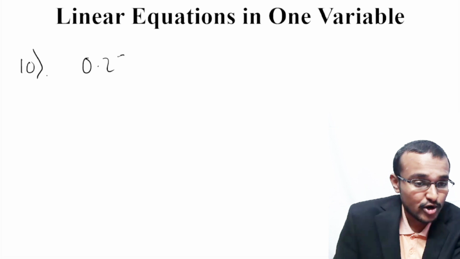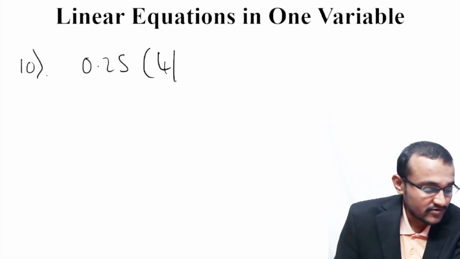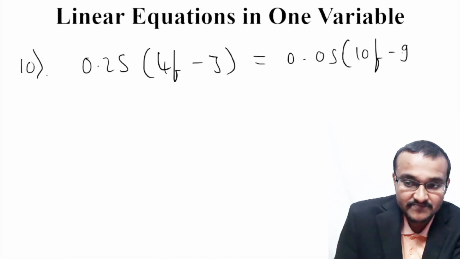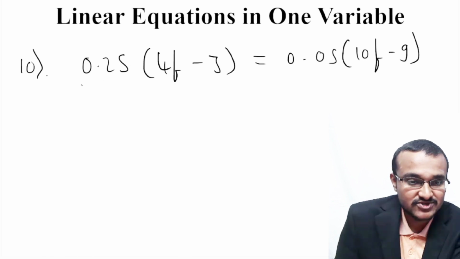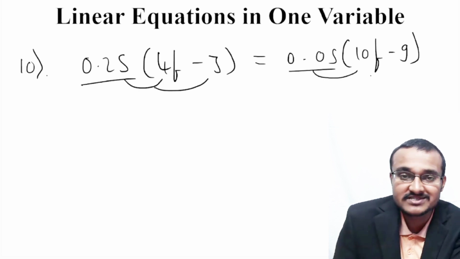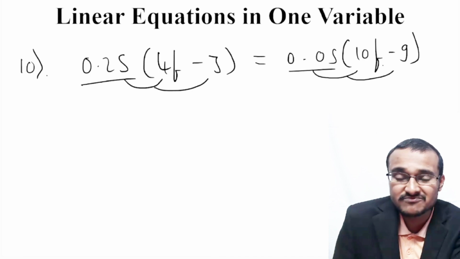0.25 into (4f minus 3) is equal to 0.05 into (10f minus 9). Now you can actually solve this. This 0.25 should be multiplied with both 4f and minus 3 on the LHS, and on the RHS this 0.05 should be multiplied with this 10f and also with this minus 9.